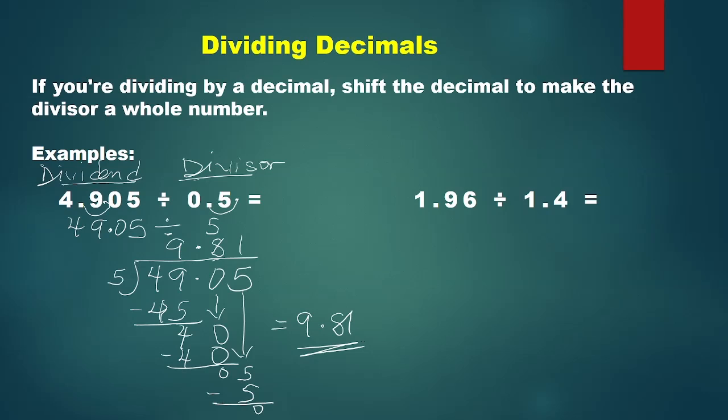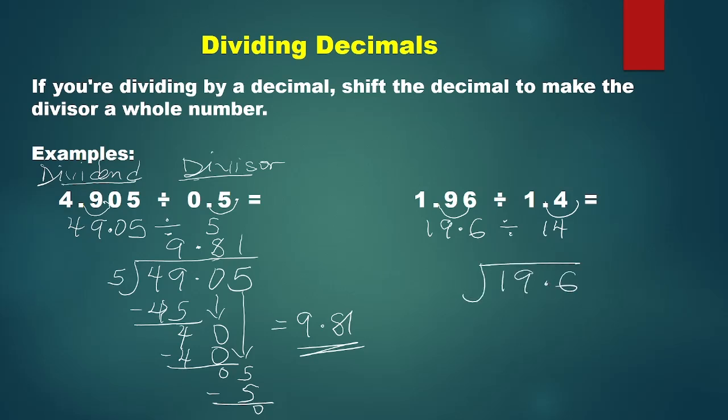In this case, the point on the divisor also needs to be moved just one place to the right because there's only one decimal place here. The same thing I'll do on the dividend. So because I moved the divisor just once, I'll move the dividend just once as well. So the dividend is now 19.6 divided by 1.4. Now I can do my division.